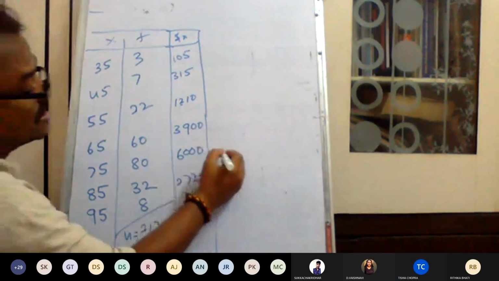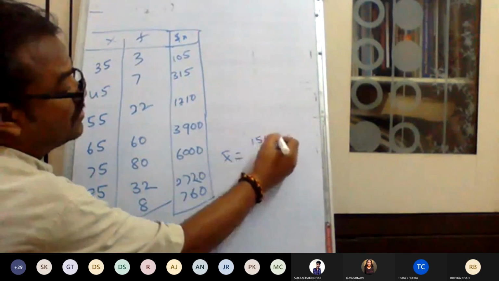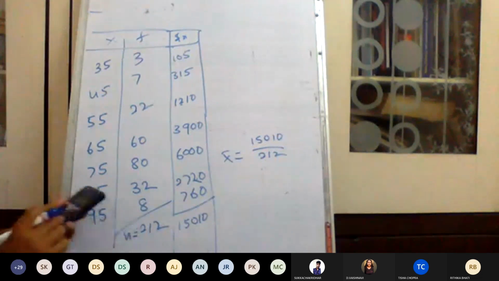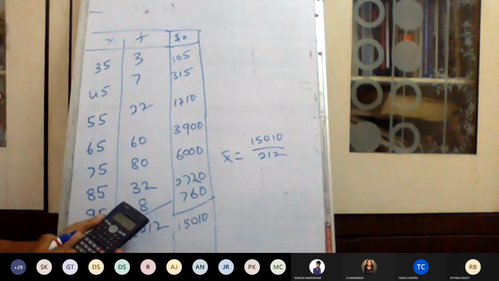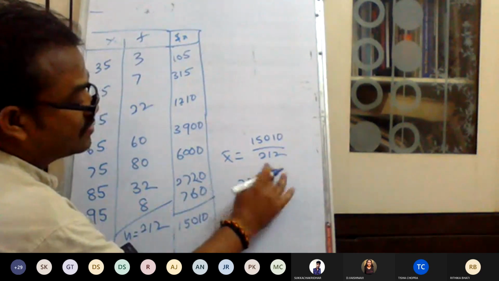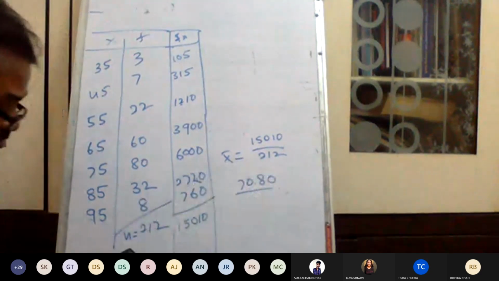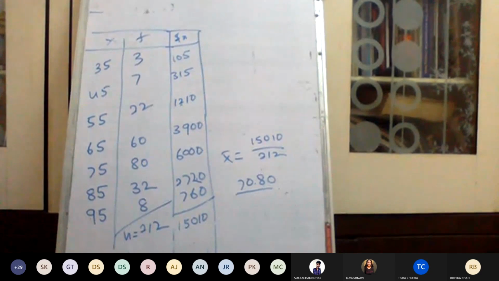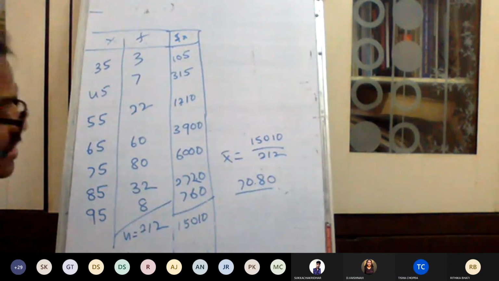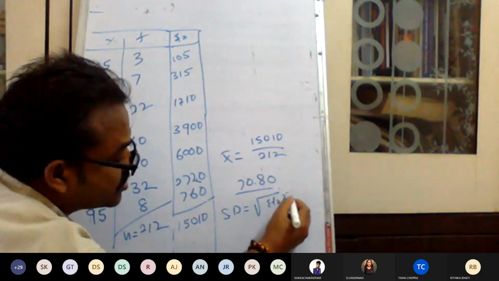So the arithmetic mean is equal to 15010 divided by 212, which is 70.80. Correct or wrong? Correct, sir. This is the arithmetic mean. So standard deviation SD is equal to root of sigma fx square divided by n.